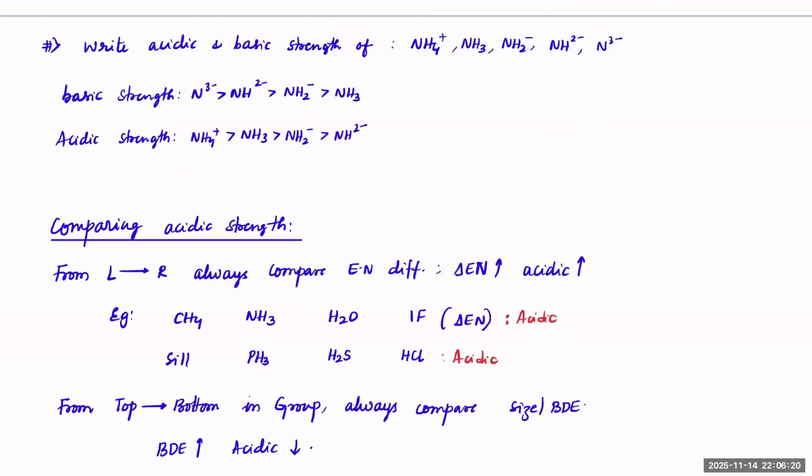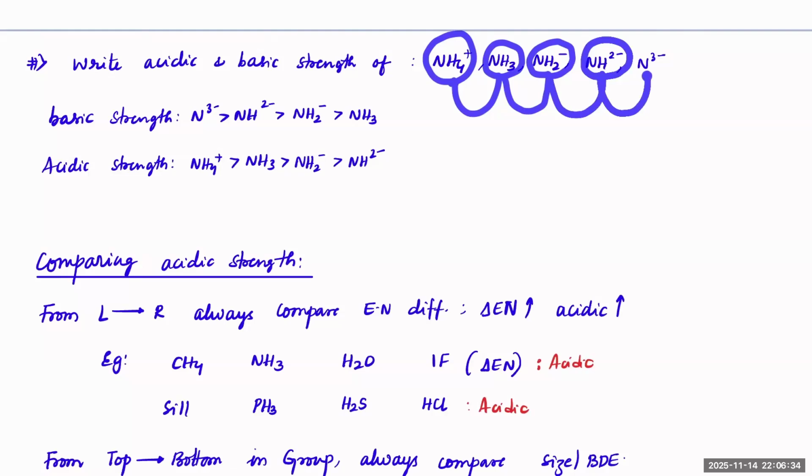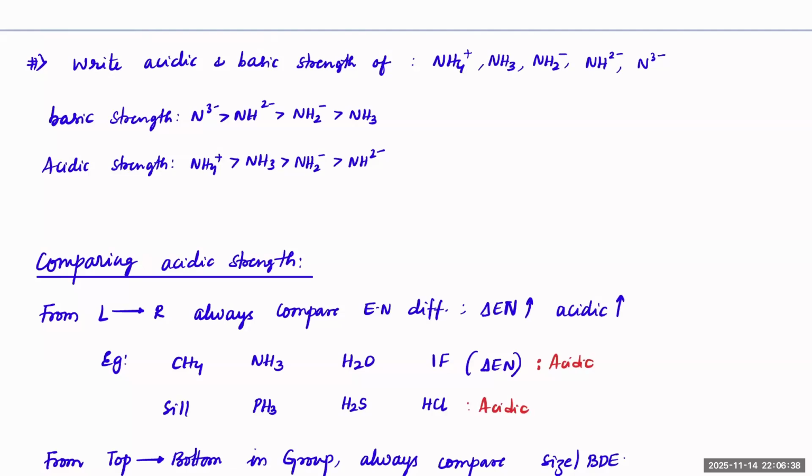You can see NH4 plus, losing one H plus, it will become ammonia. Losing one more H plus, it will become amine. This is called amine. Losing one more H plus, it is called imine. One more H plus, it is called nitride. See the names, okay? So I'll write all the names also. The first one is called as ammonium.